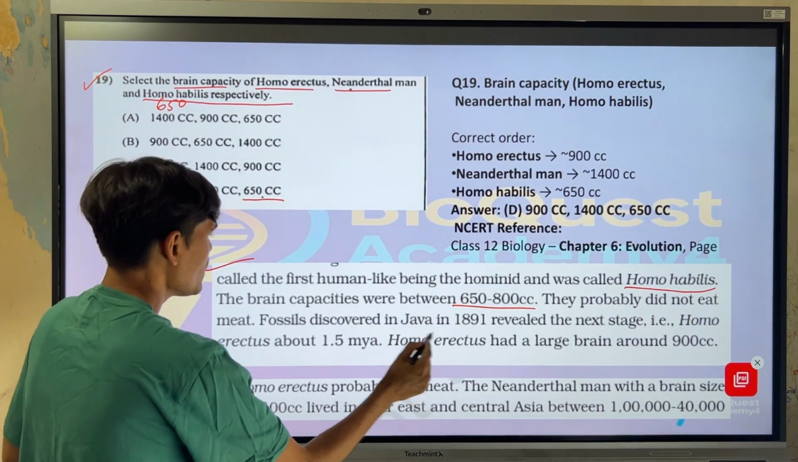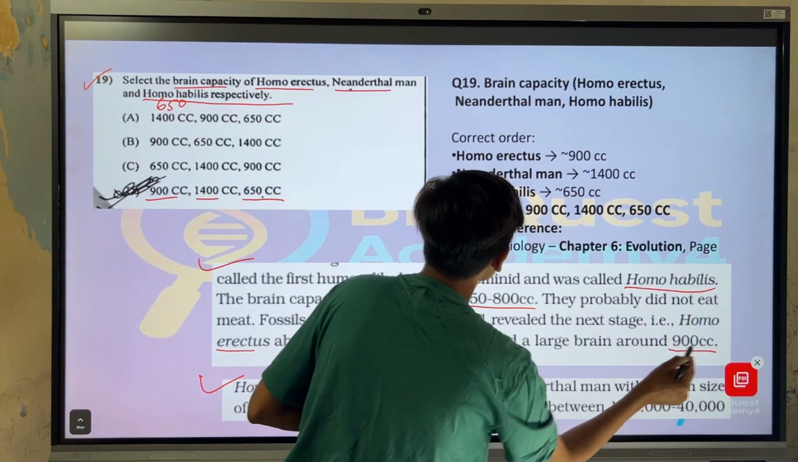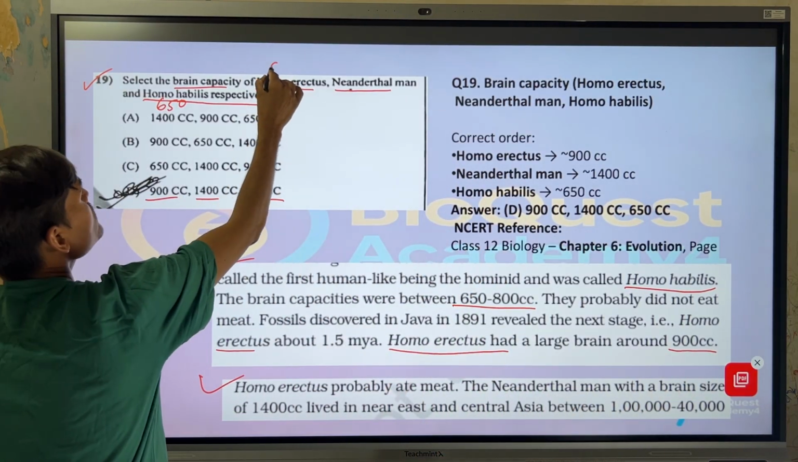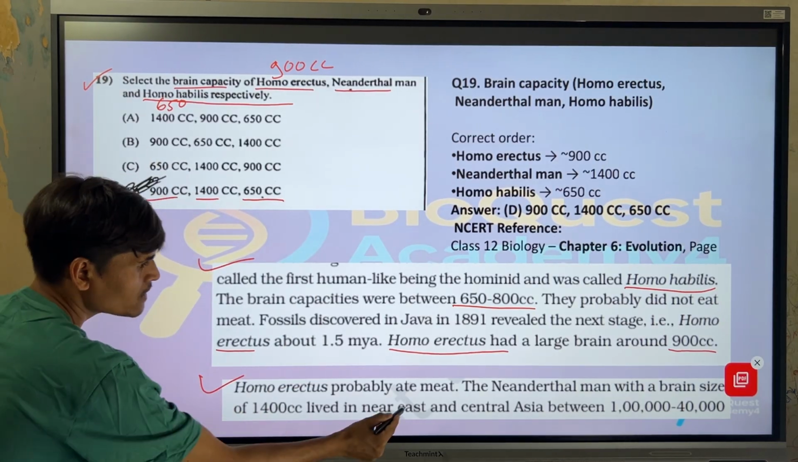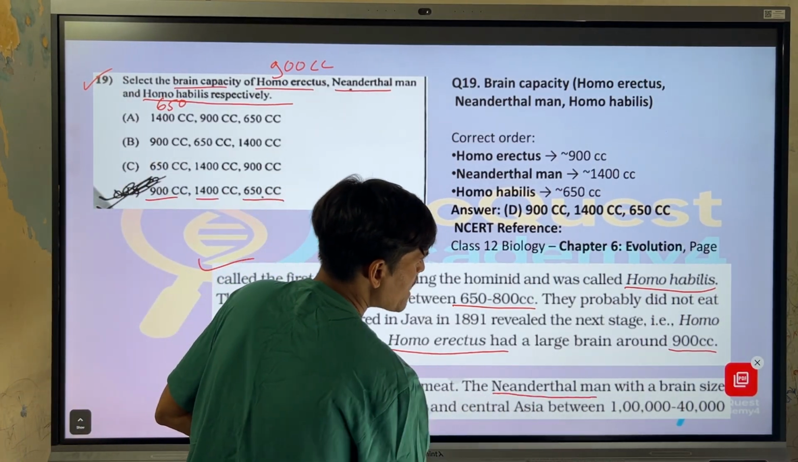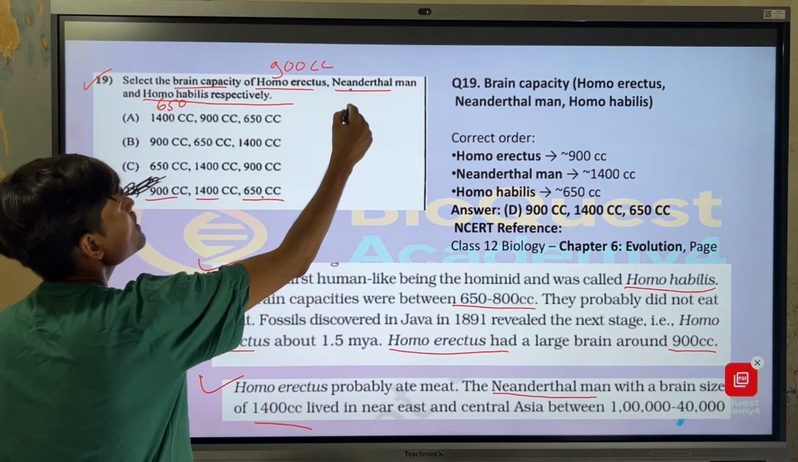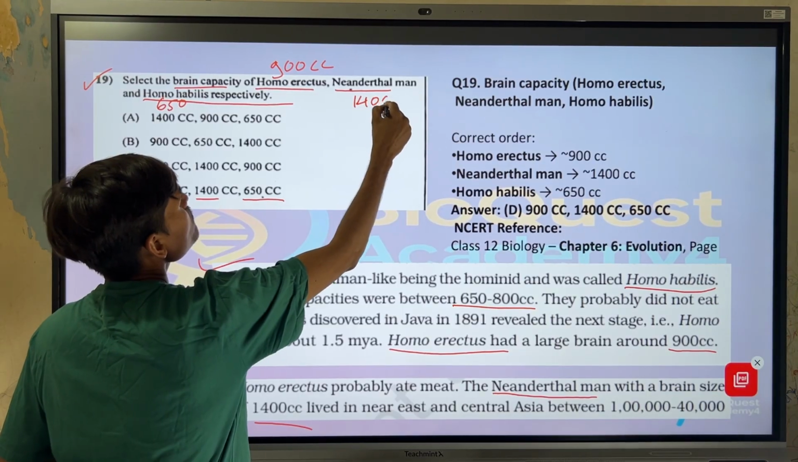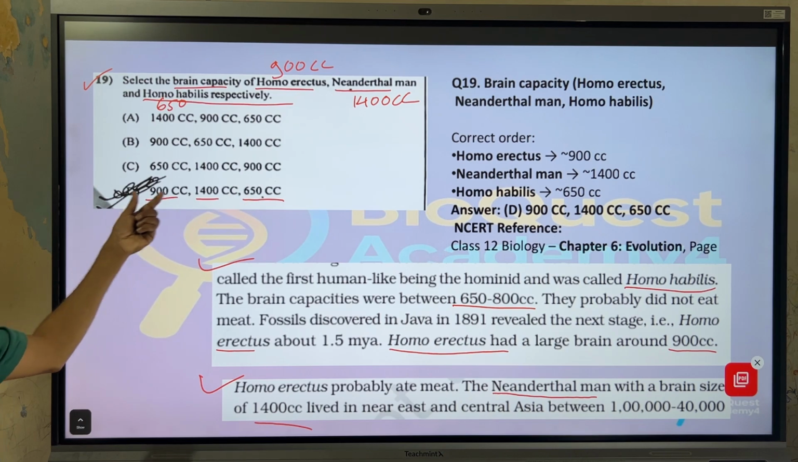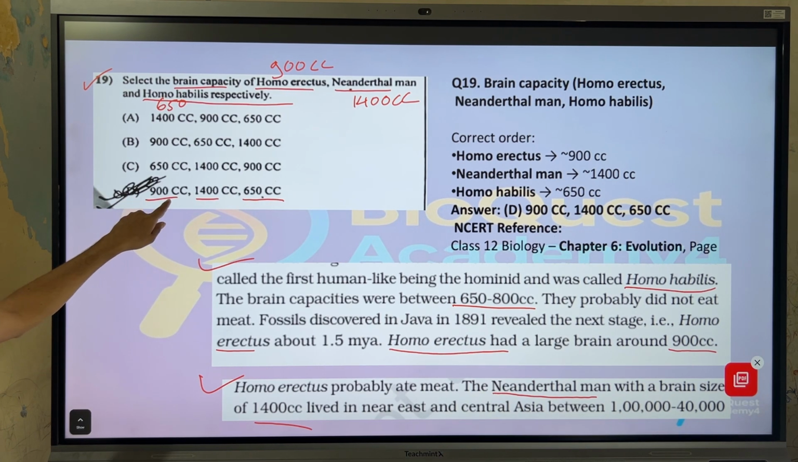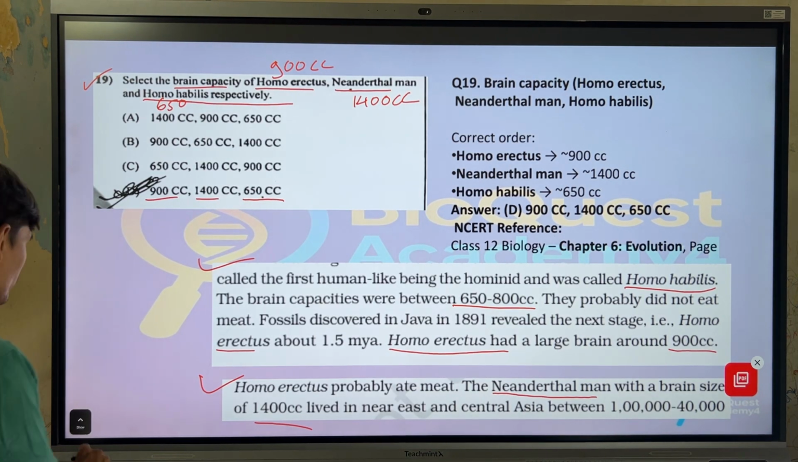Then the Homo erectus with 900 cc. So Homo erectus with 900 cc of brain capacity. And in the end, here, the Neanderthal man with the brain capacity of 1400 cc. Okay, so the answer is D: 900 cc, 1400 cc, 650 cc.